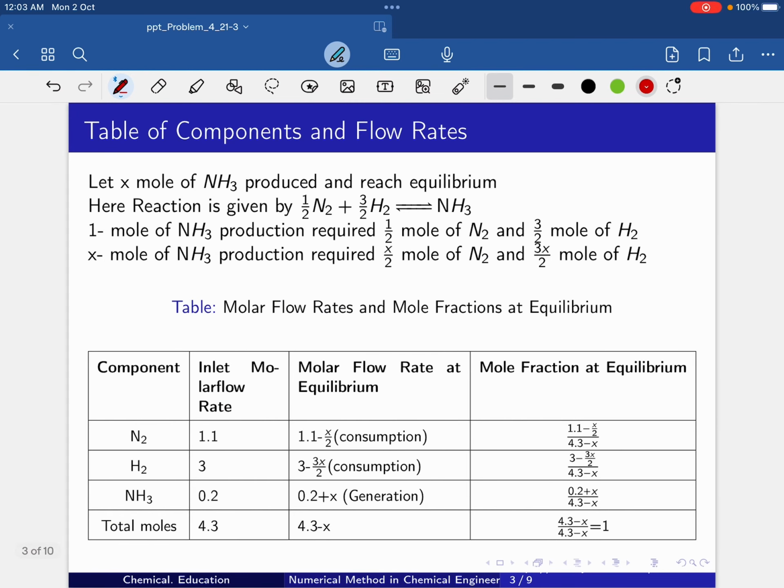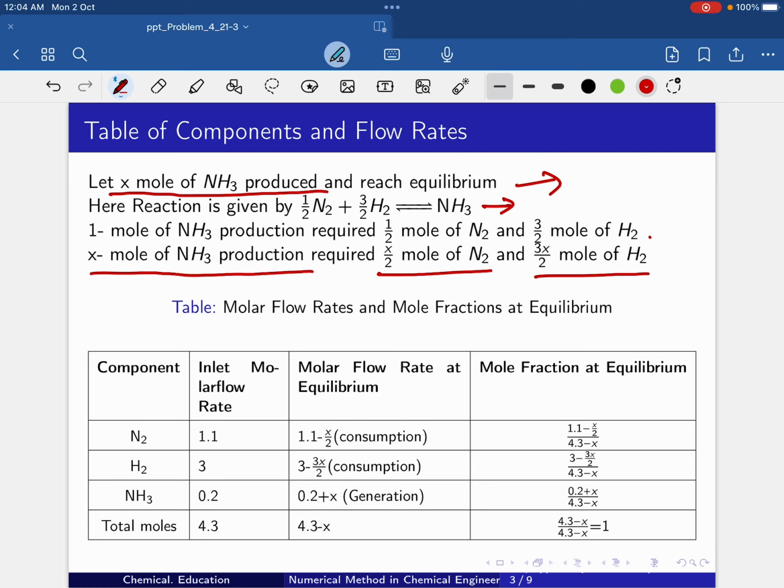Now here, let x mole of ammonia be produced at equilibrium. The stoichiometric reaction is half of nitrogen plus 3/2 hydrogen, which produces 1 mole of ammonia. From this stoichiometry, we can say that 1 mole of ammonia production requires half mole of nitrogen and 3/2 mole of hydrogen. Now I am considering x mole of ammonia is produced, so x mole ammonia production requires x/2 moles of nitrogen and 3x/2 moles of hydrogen, and we say let x mole of ammonia be produced to reach equilibrium.